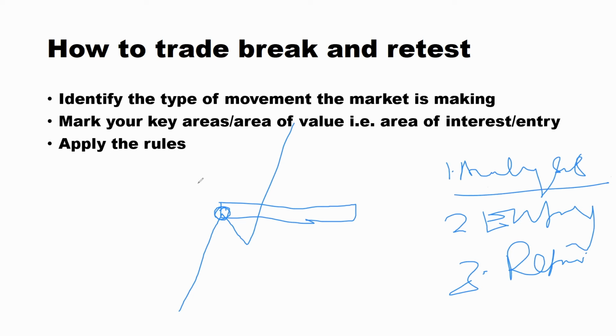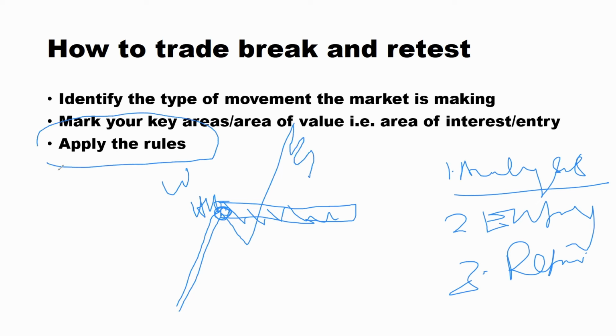For example, if I'm using weekly, I'll come and the market has broken this higher high, let's say. So I'll know that I have my area of value here or area of interest. I'll mark this area. That's what the second point is saying. After identifying the type of market you're in, the type of market movement, mark your area of interest. Now, for example, this is my area of interest. Now, what do I want to see? I want to see the rules happening, right?